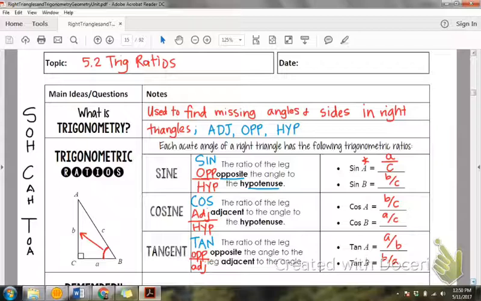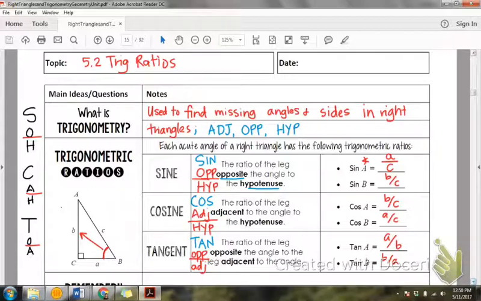Because look, Sokotoa, it tells you already. Sine is always opposite over hypotenuse. Cosine is always adjacent over hypotenuse. Tangent is always opposite over adjacent. So they already line up the ratios and proportions for you. I will write Sokotoa on the board for you when you take your test, right? So it's not really hard to remember that part. It's always going to be Sokotoa.